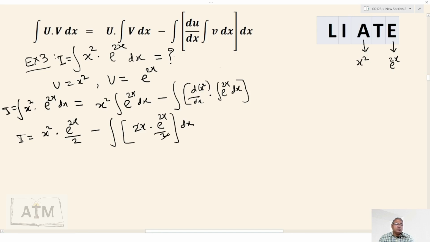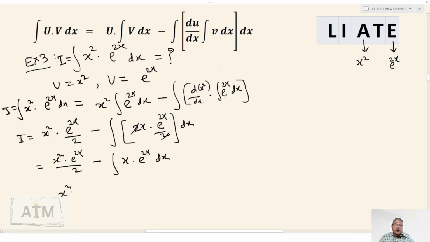Now these 2 and 2 get cancelled here. So this equals x square e raised to 2x upon 2 minus integration of x into e raised to 2x with respect to x. Now what is the problem? The problem is that after the first integration, we got again a multiple function, that is x into e raised to 2x with respect to x. Here again we have to apply the product rule.